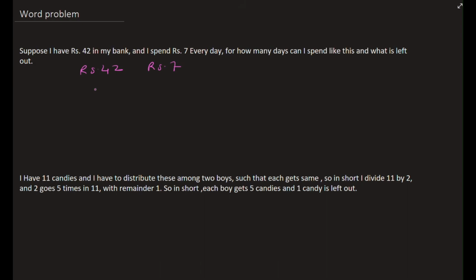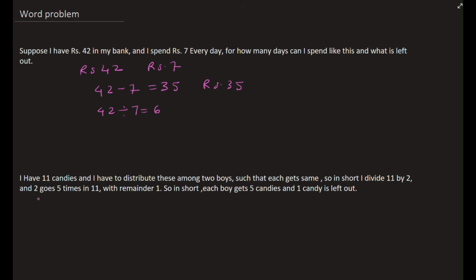So division is repeated subtraction. So the first day I spend rupees 7 from rupees 42 and I have rupees 35 which is left in the bank. Like that, if I check, 42 divided by 7 equals 6. And so I can spend for 6 days and nothing is left out. No money is left out after 6 days.